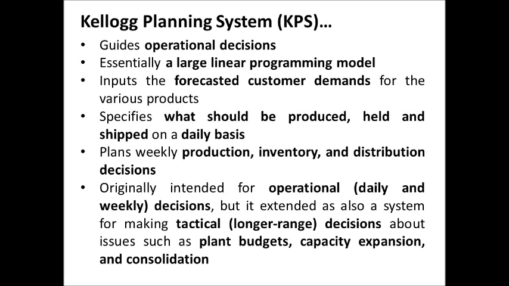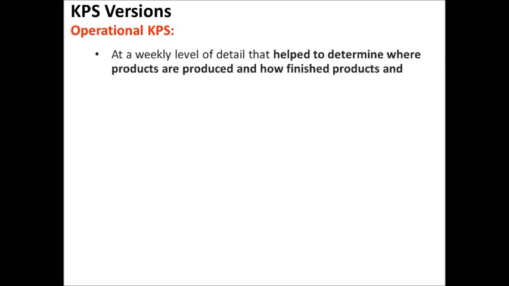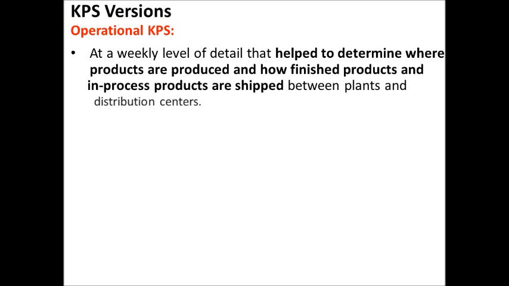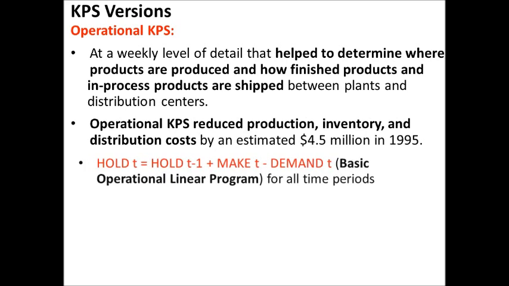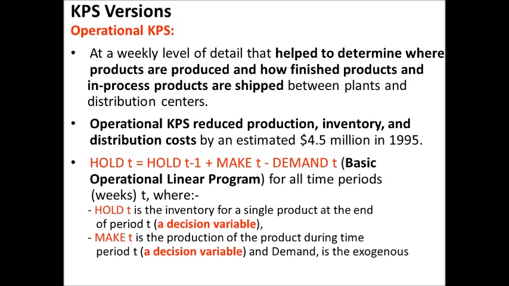Therefore, based on information in the case, with the KPS implementation the operation improved, and it came out in two versions. Firstly, the operational version provides weekly details that help determine where products are produced and how finished products and processed products ship between plants and distribution centers, including operational cost reduction.